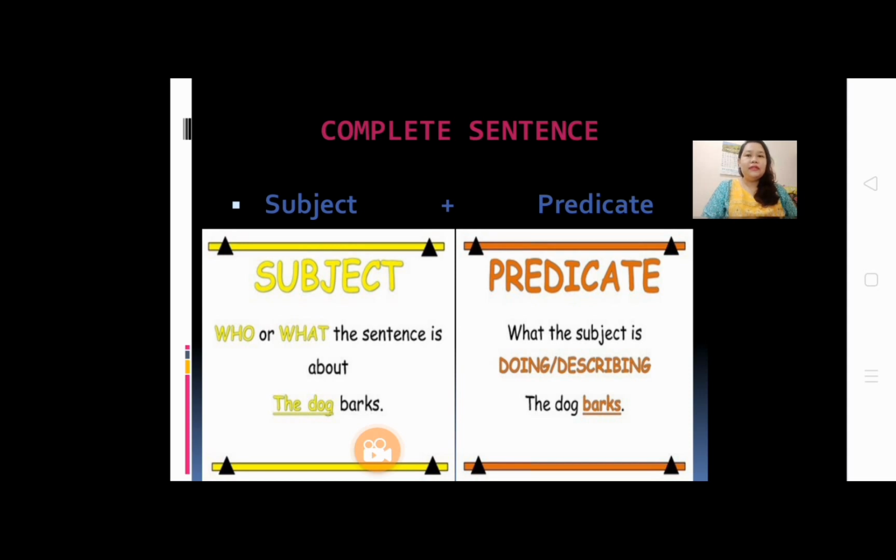For example, the dog barks. If we read this sentence, the dog barks, we can easily find out who the sentence is about. Right? So, the whole sentence is about the dog. So, the dog is the subject and barks is the predicate. Why is it the predicate? Because it is telling about an action done by the subject, the dog.